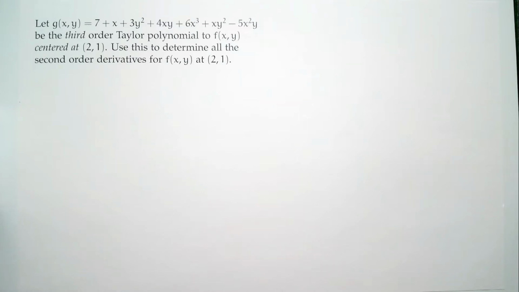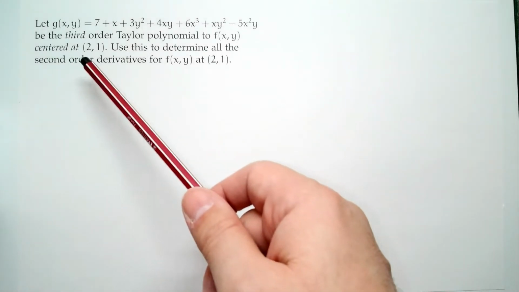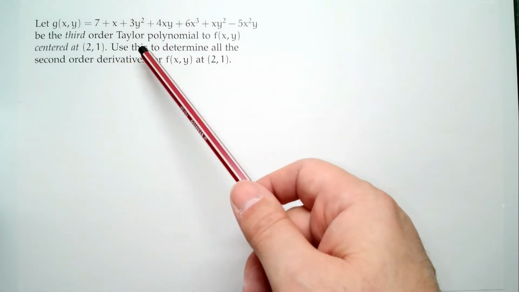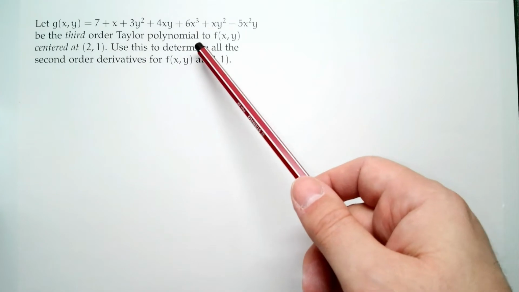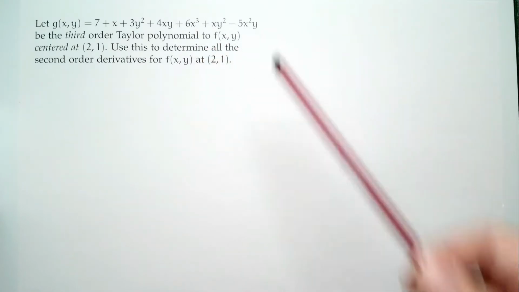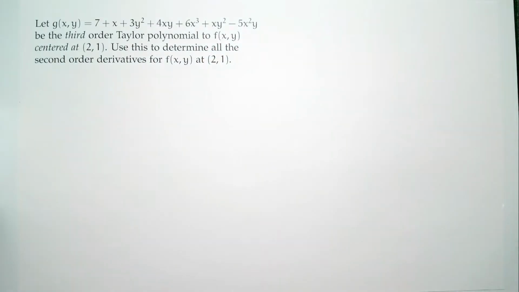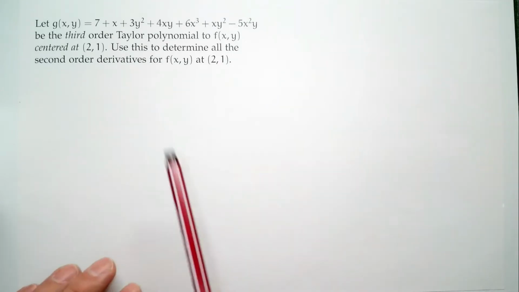So this is a problem from a review from last semester. Suppose you have g of x,y, which is 7 plus x plus 3y squared plus 4xy plus 6x cubed plus xy squared minus 5x squared y, and is the third order Taylor polynomial to f of x,y. And whenever I have a Taylor polynomial, I have the function, but there's also something else. It's where am I approximating the function? Because Taylor polynomials are approximations.